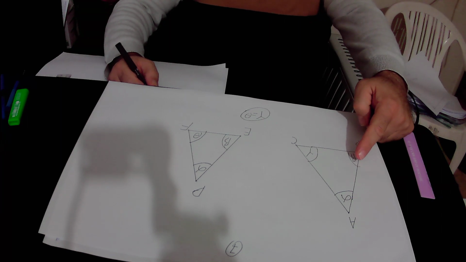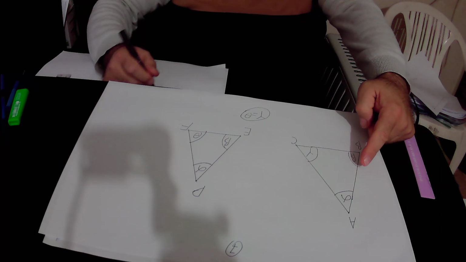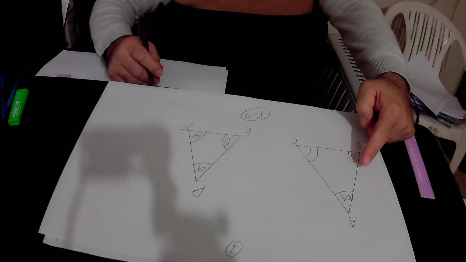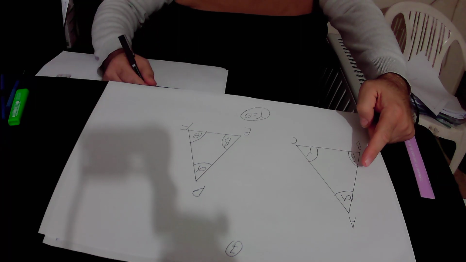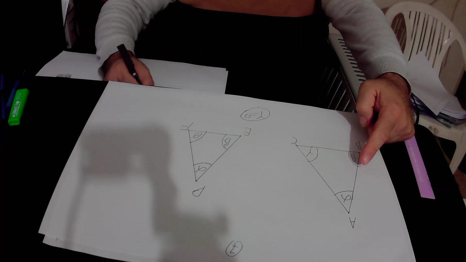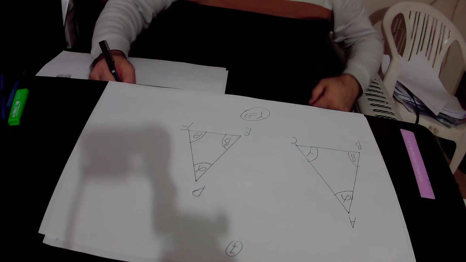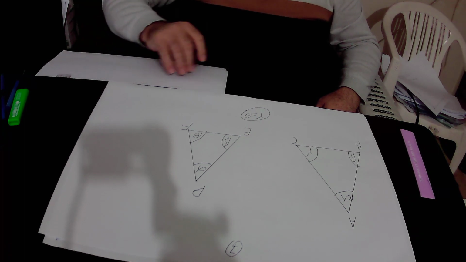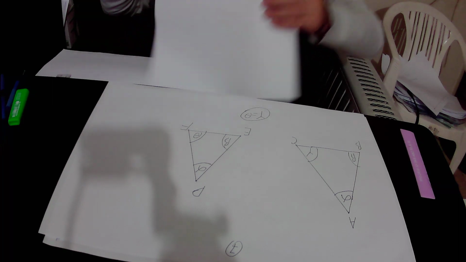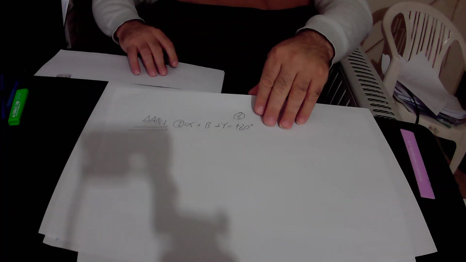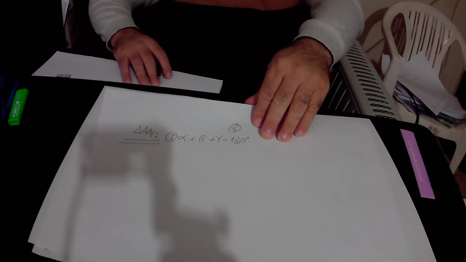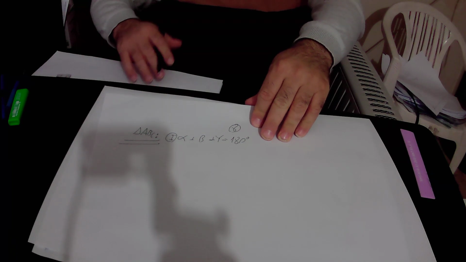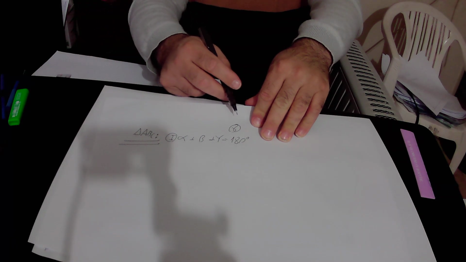So if we focus on triangle ABC, the sum of its angles equals 180 degrees according to the rule that I mentioned. That is to say, alpha plus beta plus gamma equals 180 degrees. I will repeat again. The sum of the angles in triangle ABC equals 180 degrees. That is to say, alpha plus beta plus gamma equals 180 degrees.